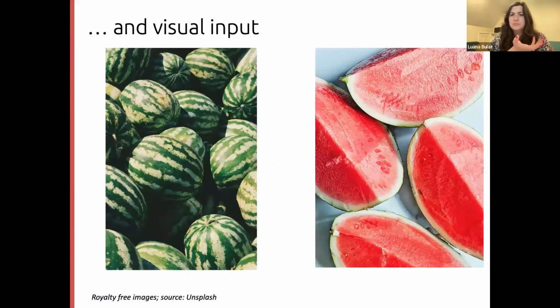So how about visual properties? Now, we're inclined to say yes, because we can imagine a situation where we describe watermelons, for example, as being round, having stripes, or being red. However, this is not necessarily the case, because we don't always describe very obvious visual properties through text.